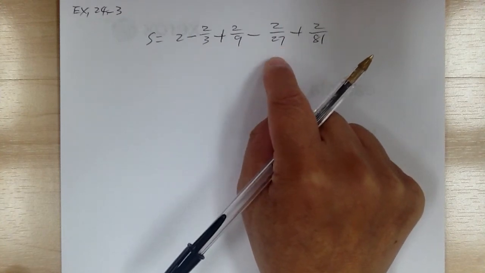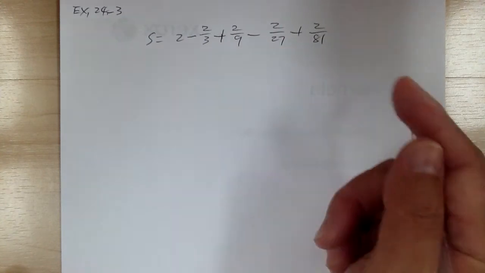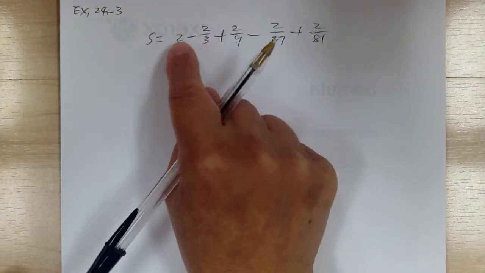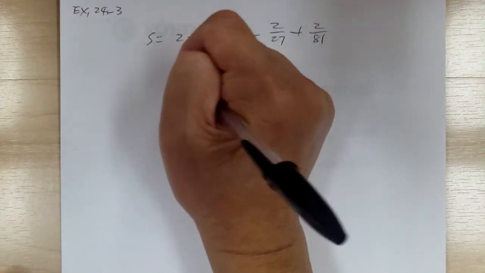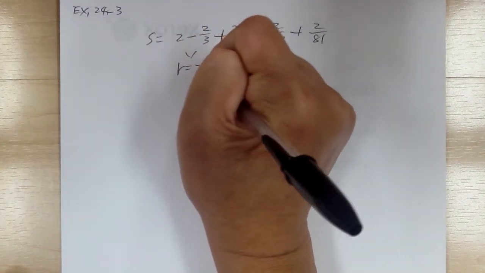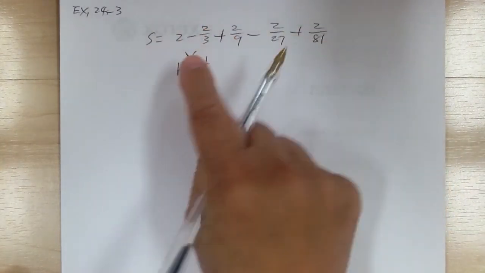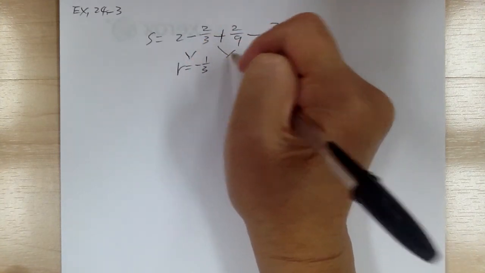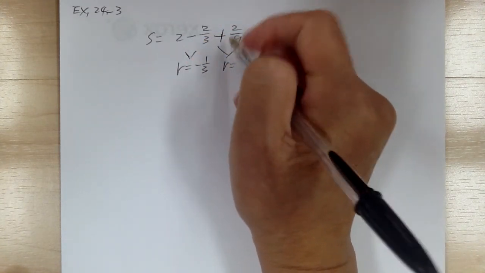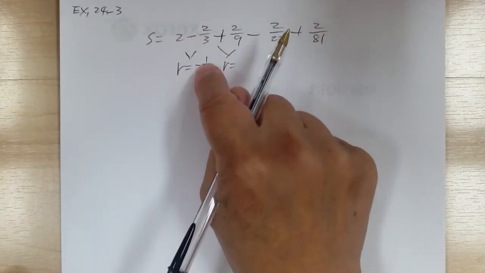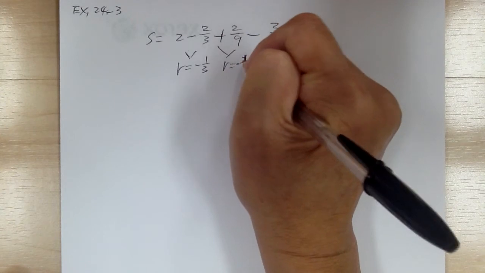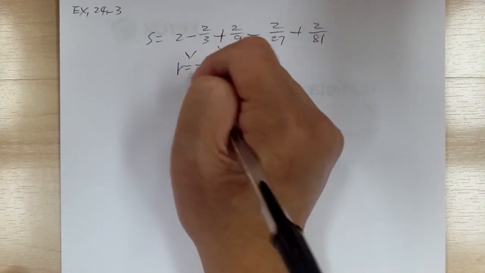First we need to figure out the r. To figure out the r, you use one term divided by the previous term. So r is equal to negative 1/3. And you can check: 2 times negative 1/3 gives you that. And then you can check a couple more times just to make sure. You times it by negative 1/3 and it gives you positive 2/9. So first you have to figure out the r.